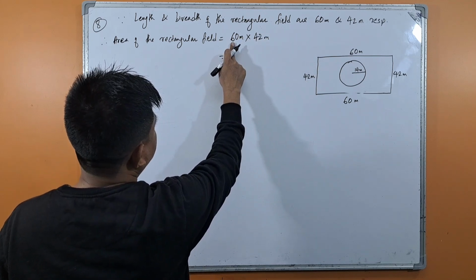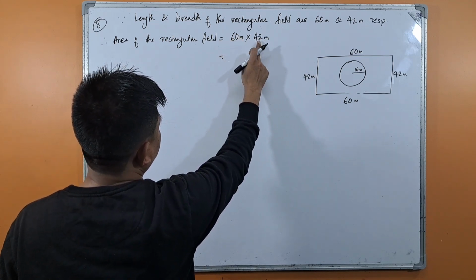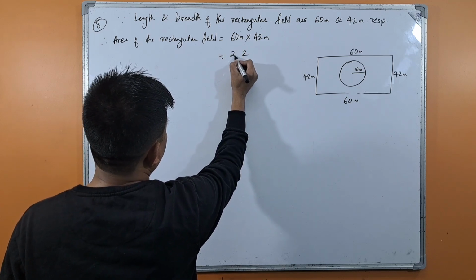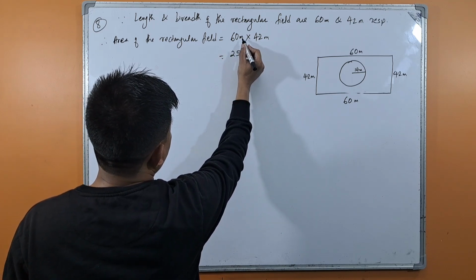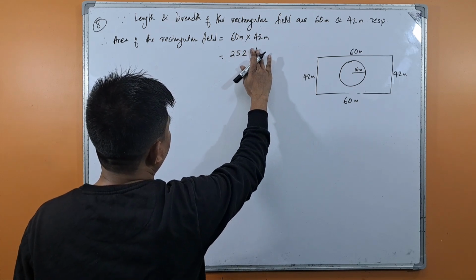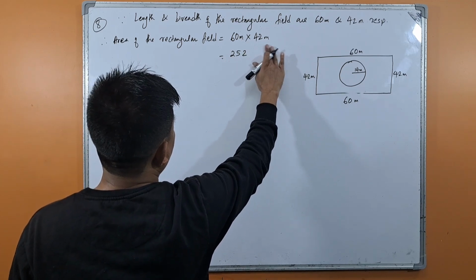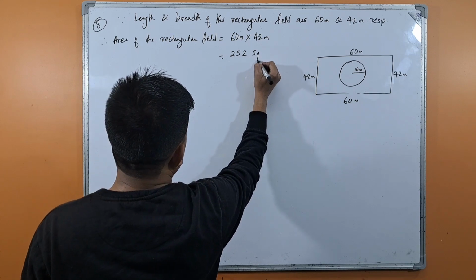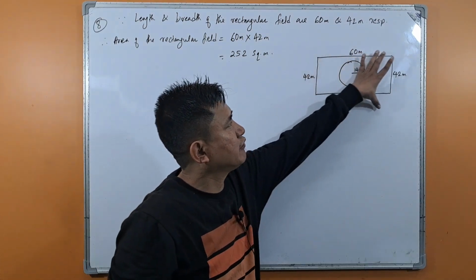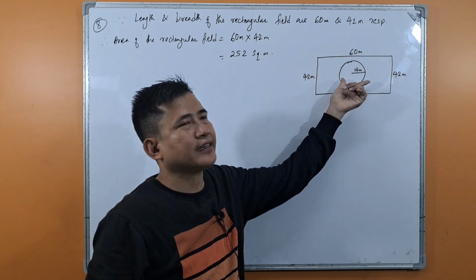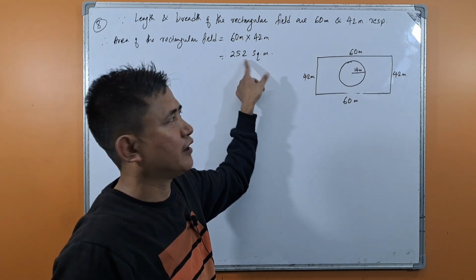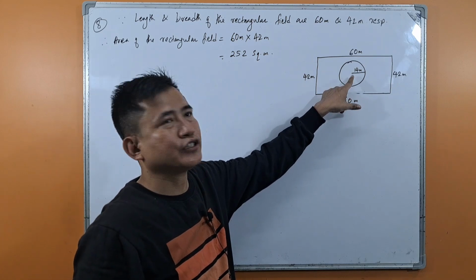We multiply 60 into 42. 6 2s are 12, 6 4s are 24, plus 1 is 25. 252 meter into meter is meter square, or we can also write square meter. Okay, 252 square meter. So area of this rectangular field including the area of the circular pool is 252 square meter. Now we will find the area of this circular pool.